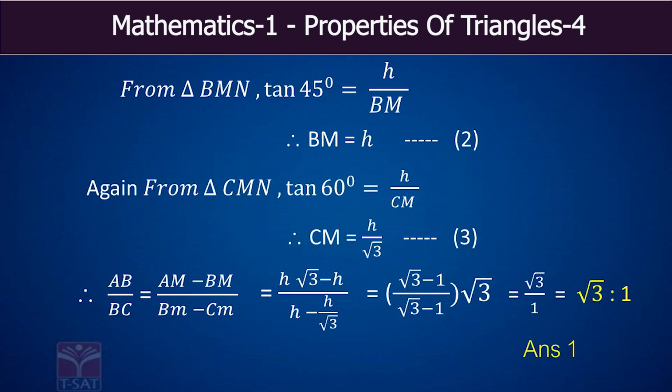Now AB by BC, you are asked, AB by BC is equal to (AM minus BM) by (BM minus CM), which is (H root 3 minus H) by (H minus H by root 3), or that is (root 3 minus 1) by (1 minus 1 by root 3), so that is equal to root 3 by 1. So answer is option number 1, 107.